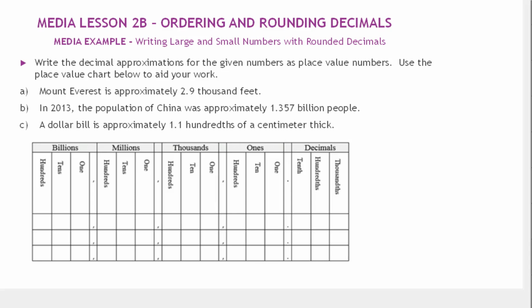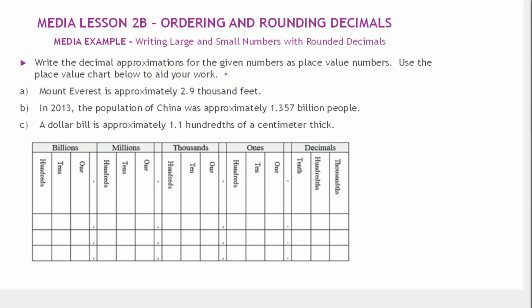In this last example, we're going to look at writing large and small numbers with rounded decimals. So the directions say to write the decimal approximations for the given numbers as place value numbers. Use the place value chart below to aid your work.